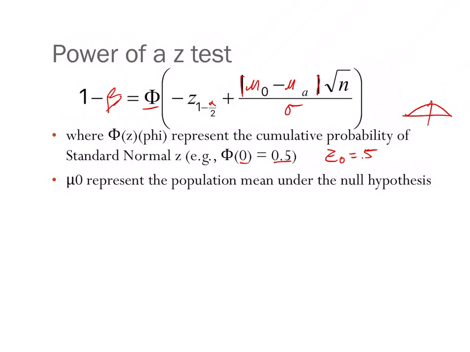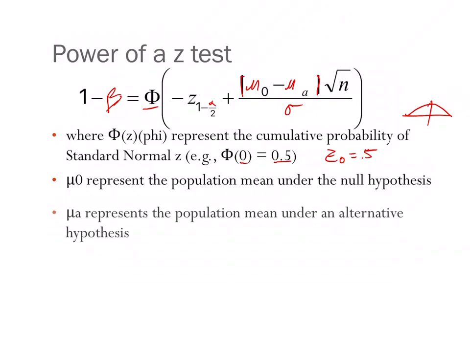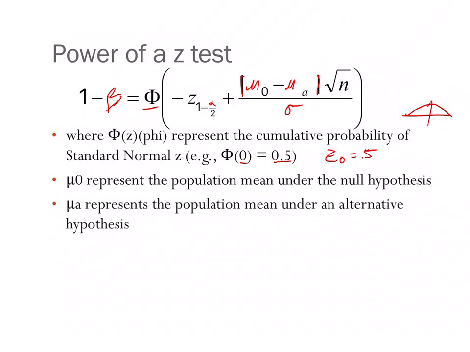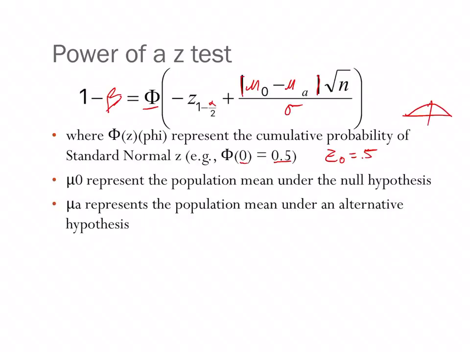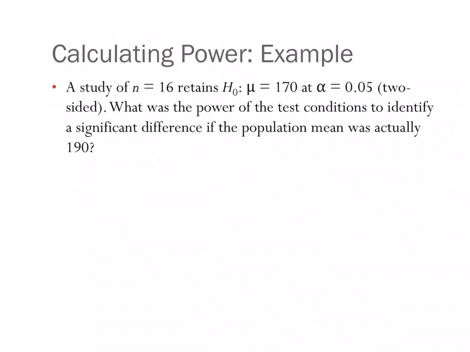Where our null hypothesis, mu, represents the population mean under the null hypothesis. Mu A represents the population mean under the alternative hypothesis, and the other values you know, sigma, standard deviation, and so on and so forth. So, calculating power example.